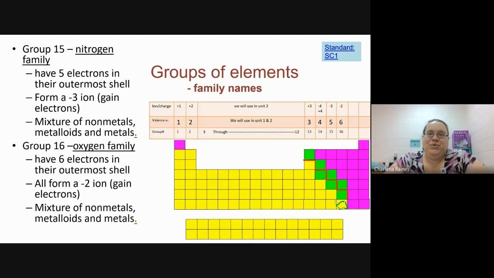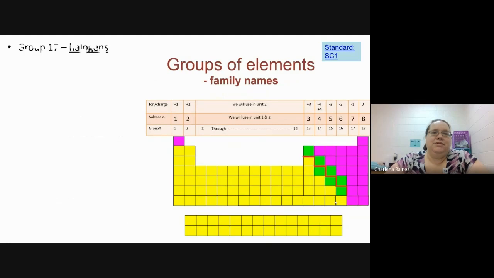So last two columns, we have group 17. These have a special name. They are called the halogens, or the halogens. I say halogens because I'm Southern. Halogens are the second of the 2 most reactive groups on the periodic table.